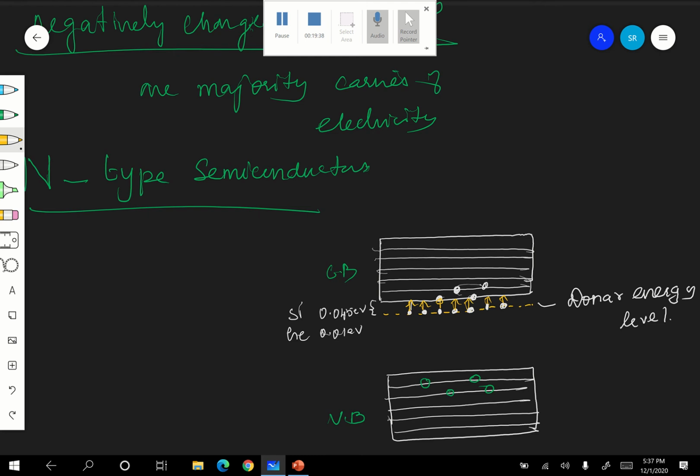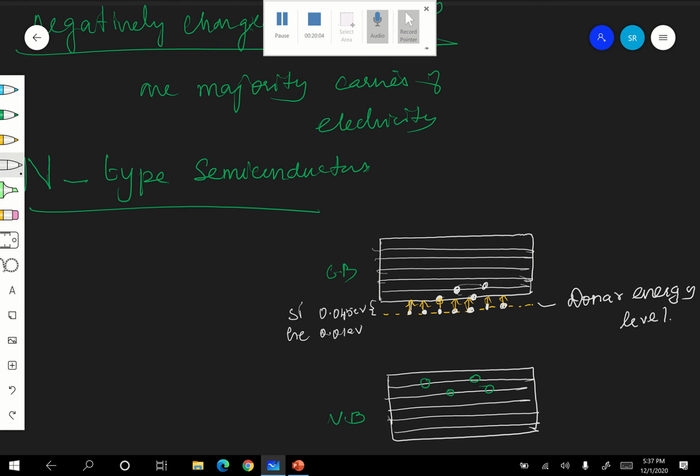Conduct. It is very easy. This little amount of energy is given because they are situated in the specially produced energy level, what is called the donor energy level. So all these extra electrons which are donated by the pentavalent impurity are actually situated in this energy level. Once small energy is given, immediately they will go to the conduction band.